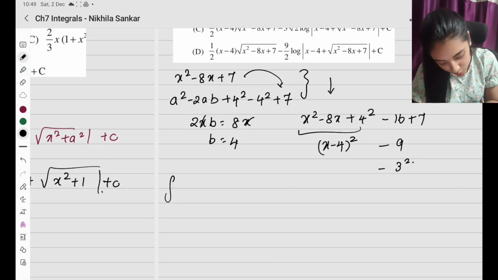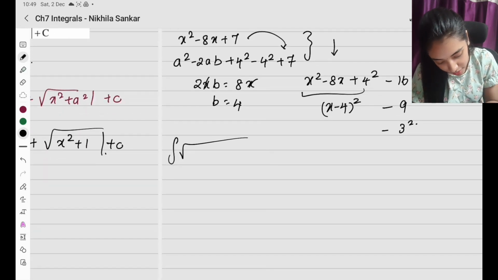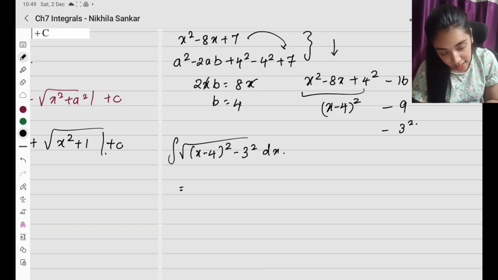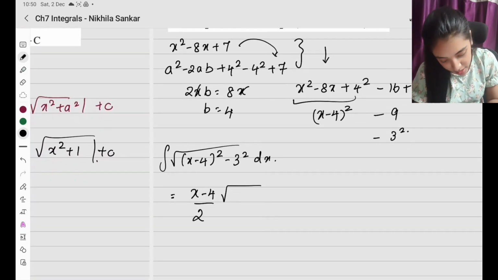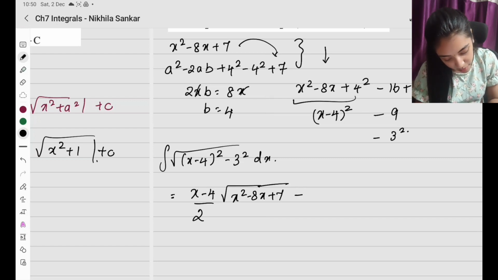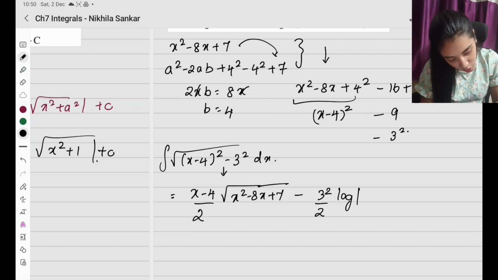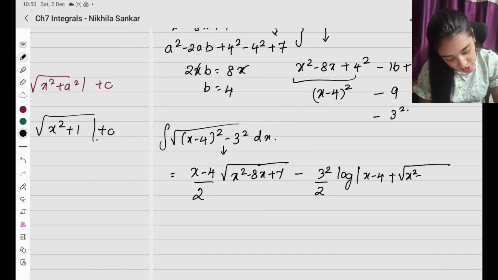So now what do we have inside the integral? Is there a square root? Yeah. Square root of x minus 4 the whole square minus 3 square times dx. So according to the formula, I have x by 2, which is x minus 4 divided by 2, square root of x square minus a square, which is the question itself, x square minus 8x plus 7, minus a square by 2. Since there is a minus, so minus a square divided by 2, which is 3 square divided by 2, log mod x, which is x minus 4, plus square root of x square minus a square, which is x square minus 8x plus 7, plus c.